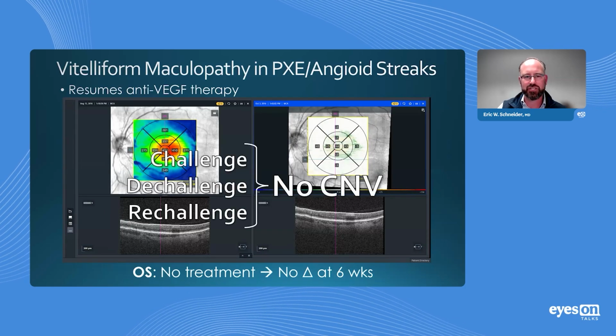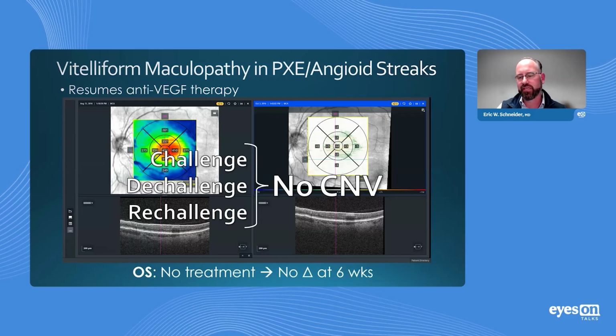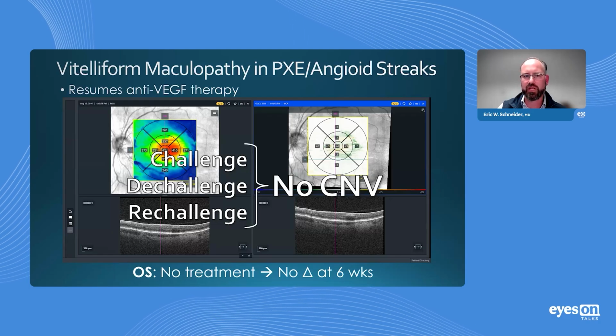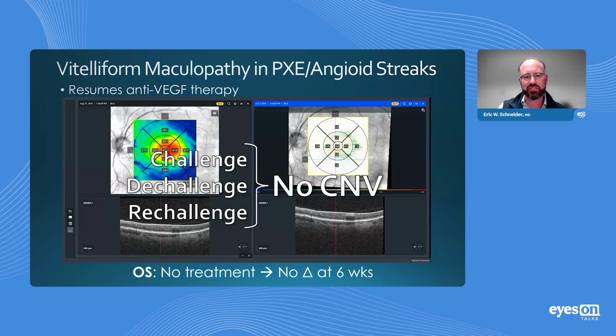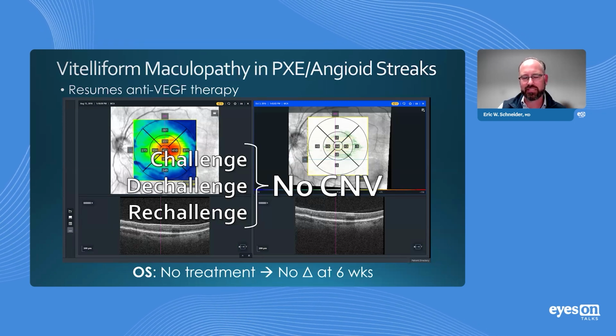So if we use our challenge, de-challenge, re-challenge paradigm, we could confidently say there's no CNV. And it's nice that this really kind of confirms what we're seeing on OCTA. I think for many folks who aren't as familiar with using OCT angiography, they sometimes don't trust their findings. And I think seeing cases like this really drive home the point how accurate this technology is.